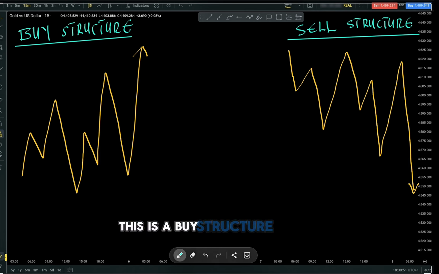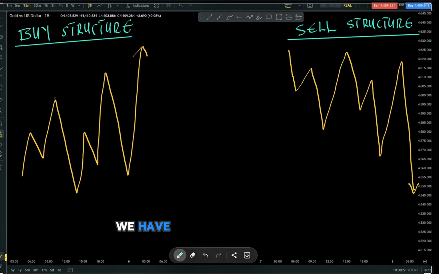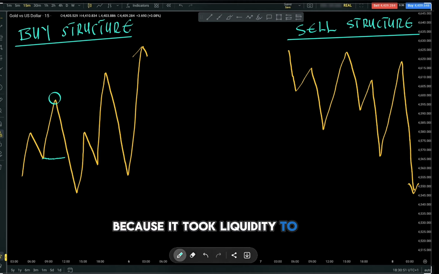This is a buy structure. So in a buy case, you want to identify the major high first. In this case, we have this high here that we identify as a potential major high. Why? Because it took liquidity to the downside. It was able to take this low out.